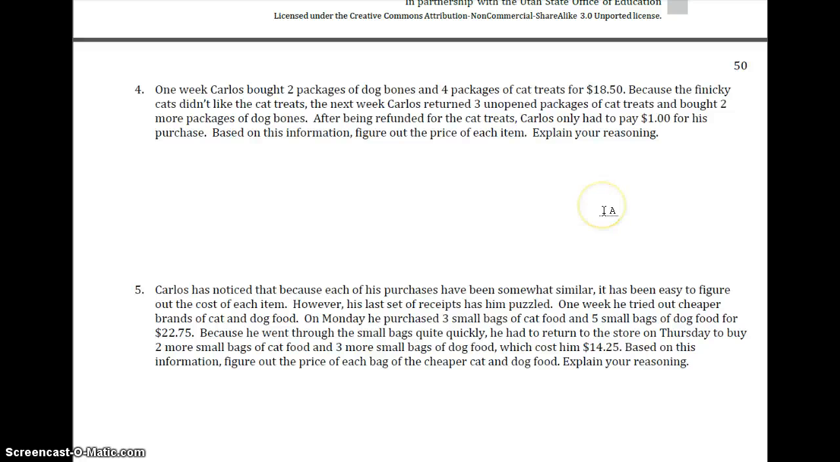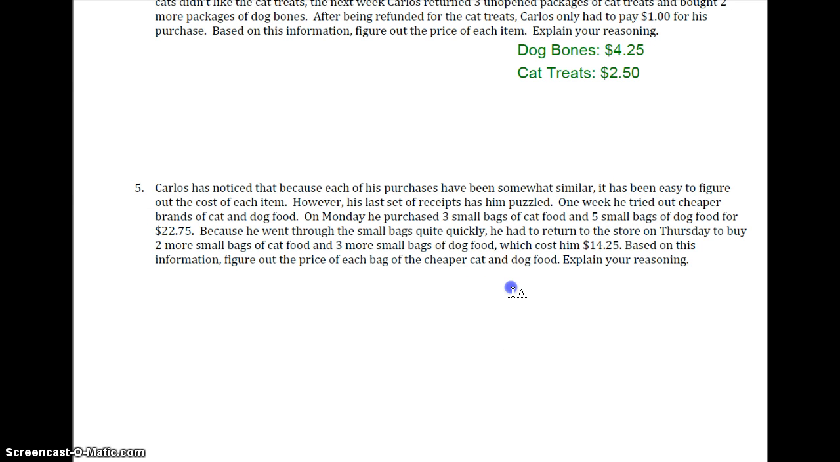Okay. So, next one, we're looking at dog bones and cat treats. Dog bones, you should have found were $4.25. And cat treats, you should have found were $2.50. And then our last one was small bags of cat food and dog food. You should have found that cat food was $3 and dog food was $2.75. So again, pause as you need.